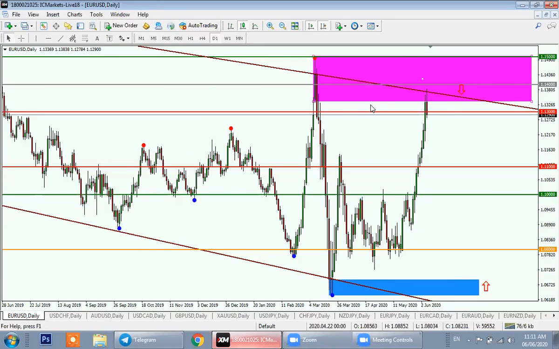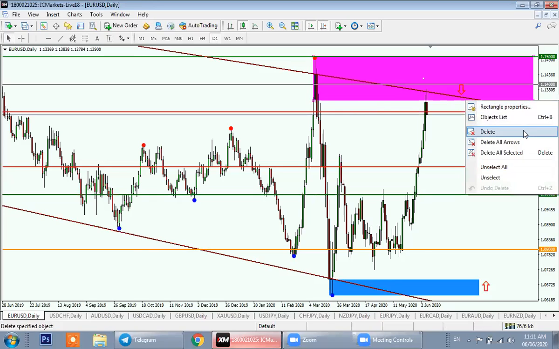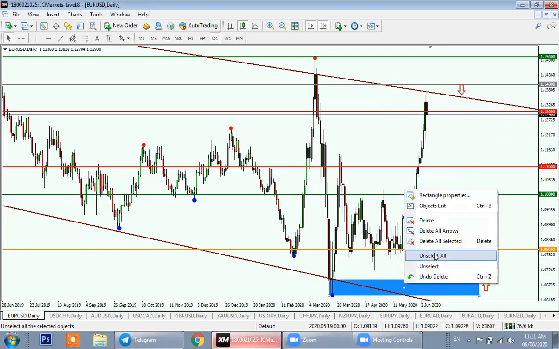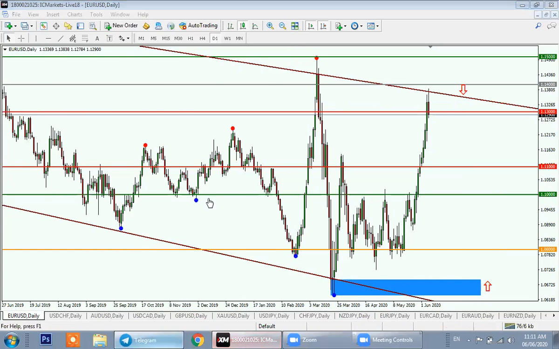of a supply, and the last red candle in case of a demand, unless price formed a base like a doji or like a hammer. So in this case, that's our demand zone. So let's continue.